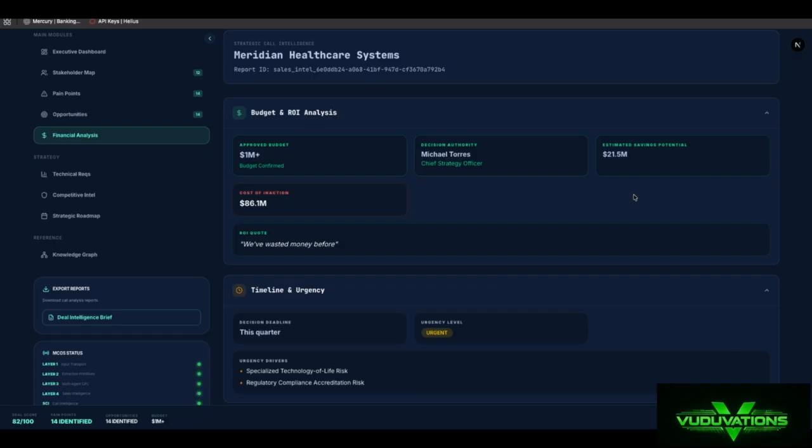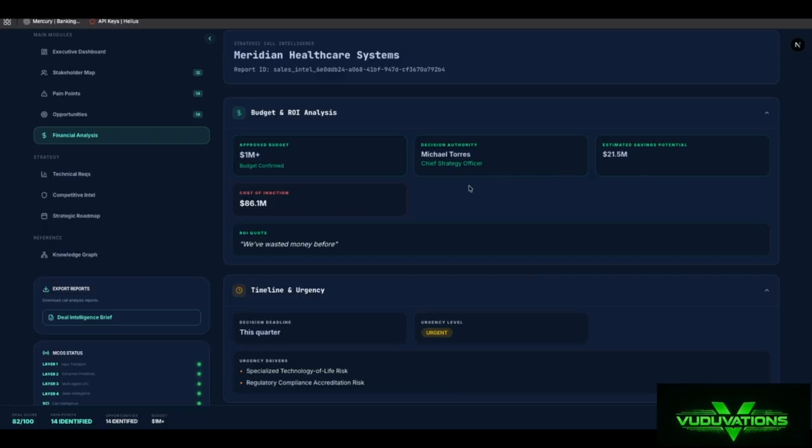First, the system deterministically extracts the exact approved budget range, like $500K to $1 million, directly from the transcript, so there's zero manual entry. It also uses stakeholder analysis to pinpoint the decision authority, grabbing the specific name and title of the person controlling the checkbook. Think of this as instantly locating the wallet and the exact person holding it.